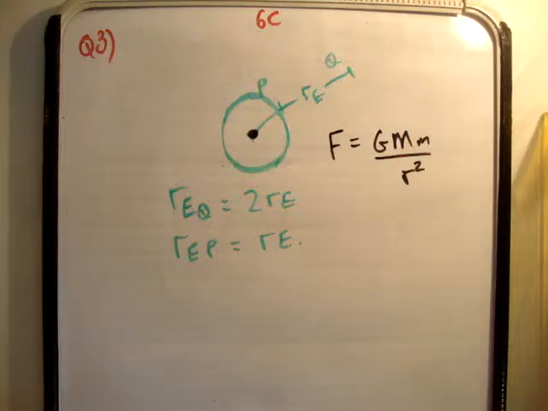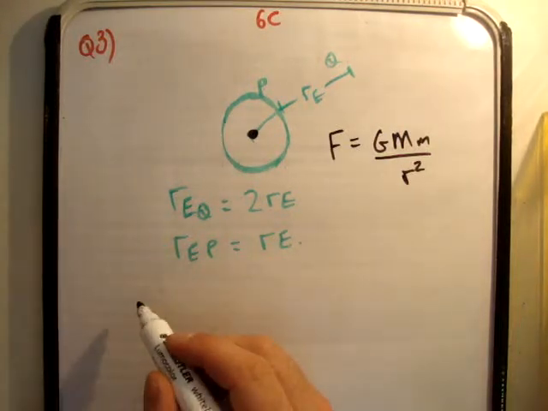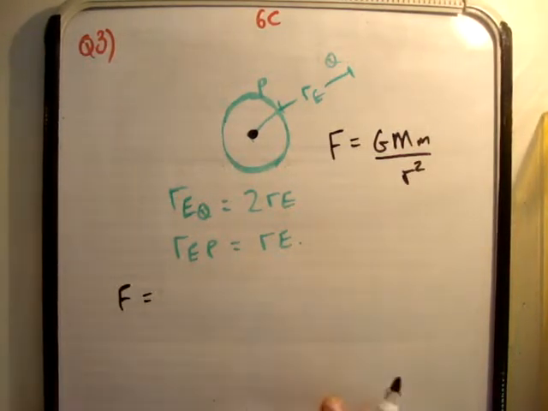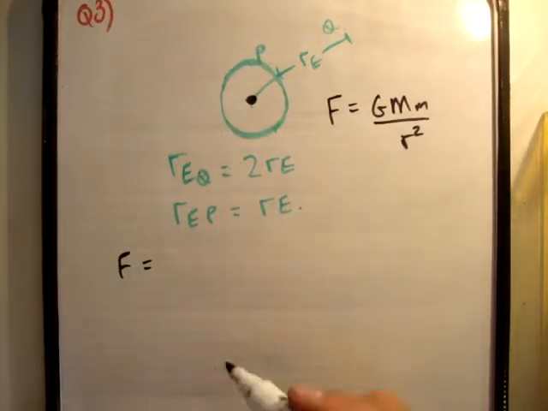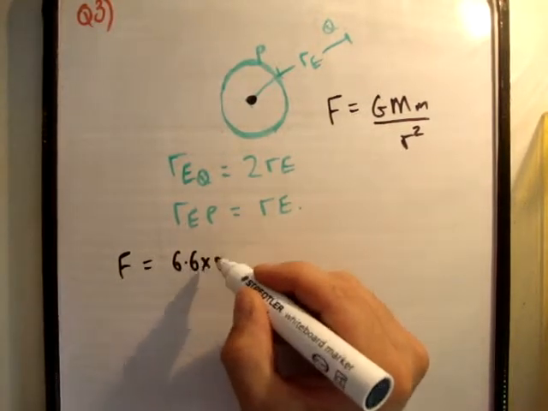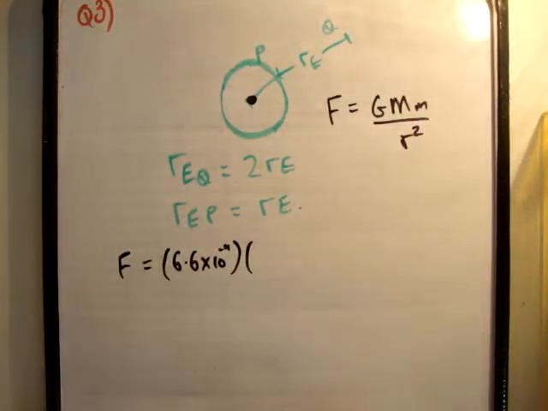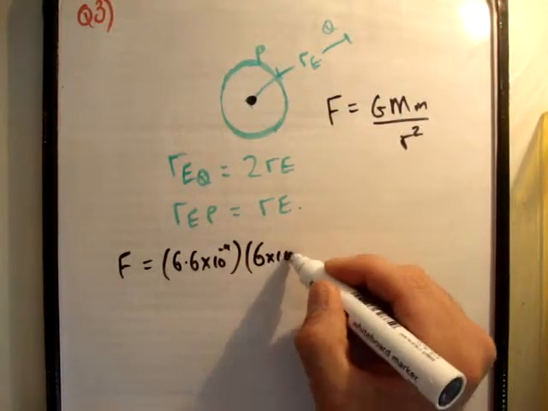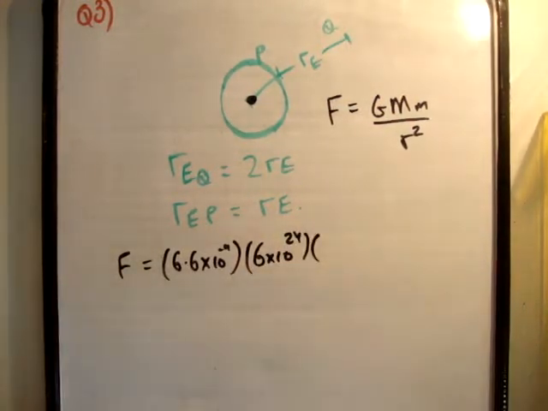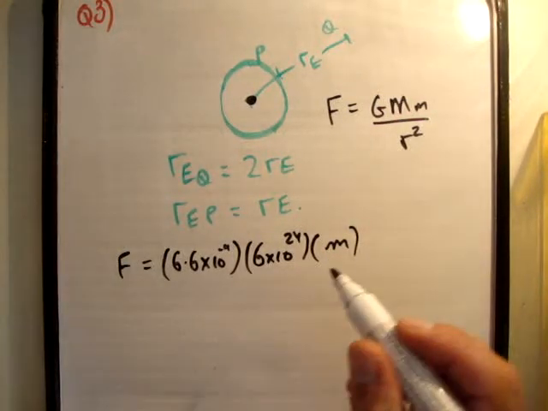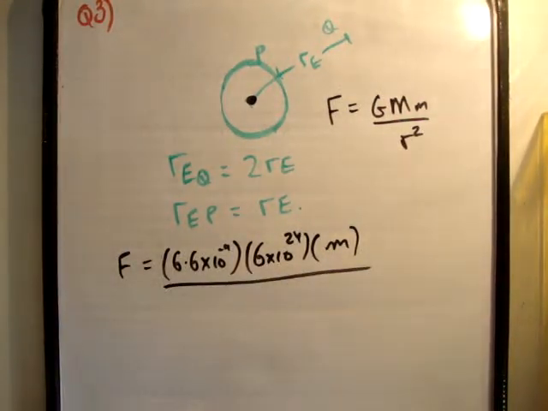Okay, so if we apply Newton's law of gravitation, we're going to get 6.6 times 10 to the minus 11, times the mass of the Earth, which we're given as 6 times 10 to the 24, times the mass of the particle, I'm just going to say it's m, we don't know what it is, divided by the radius squared.